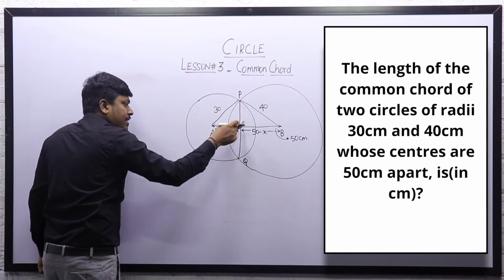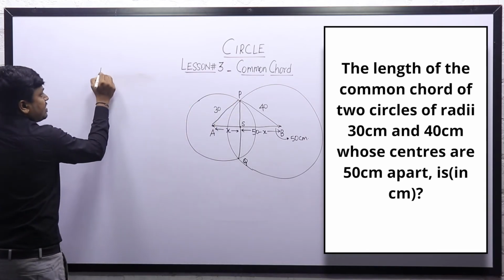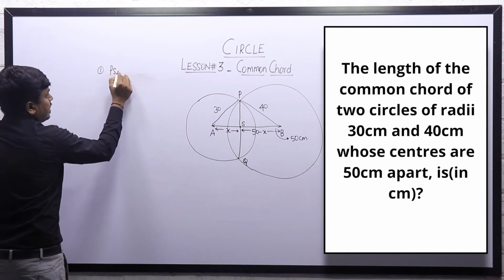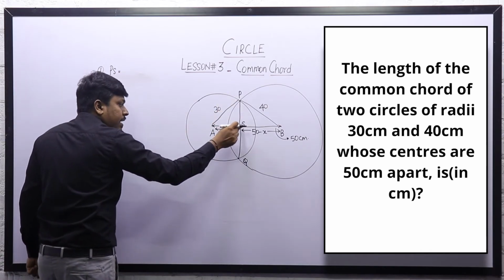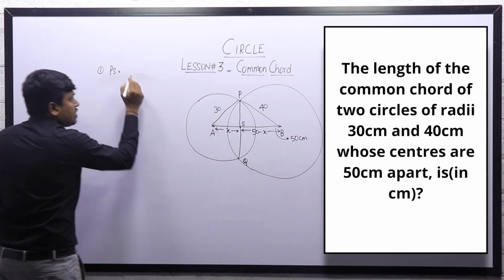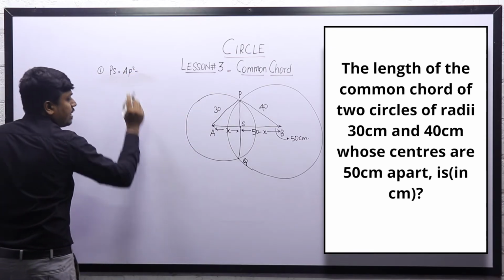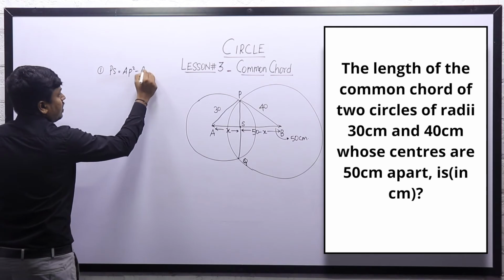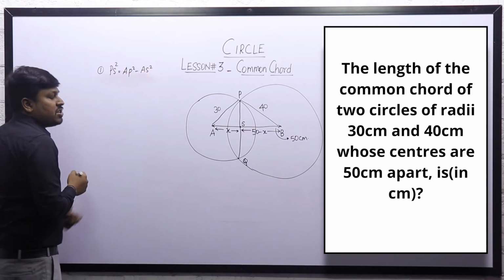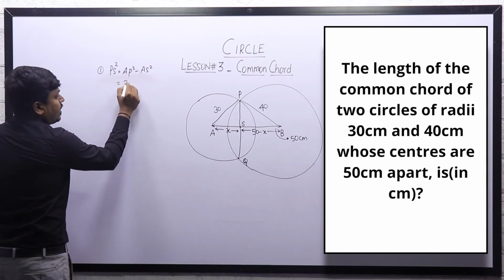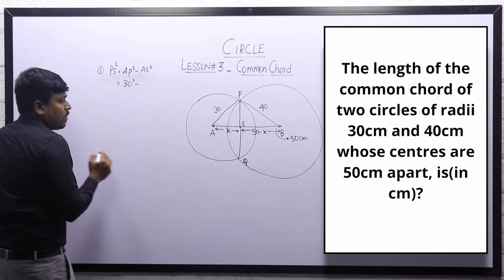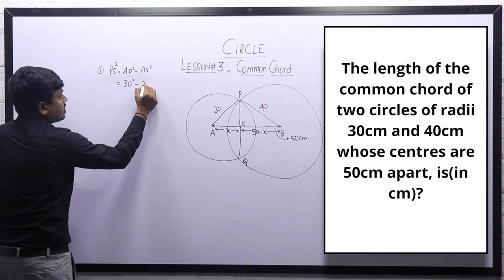So first let me take this as a right angle triangle. Initially the first right angle triangle, that is PS. So in order to find this chord length, right, PS square is equal to AP square minus AS square. So AP square will be 30 square, so 30 square minus this length, which will be x square.